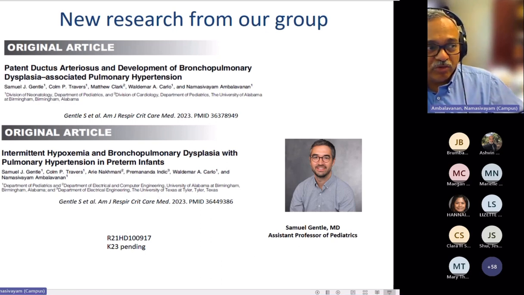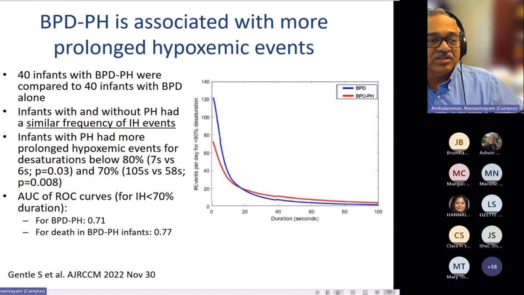And he has shown that both the presence of a PDA as well as intermittent hypoxemia are strongly associated with pulmonary hypertension in extremely preterm infants. So this is actually looking at intermittent hypoxemia. The blue line is the infant's BPD, and the red line is BPD pulmonary hypertension. The y-axis is the number of events per day of intermittent hypoxemia, while the x-axis is the duration. So you can see these two crossover.